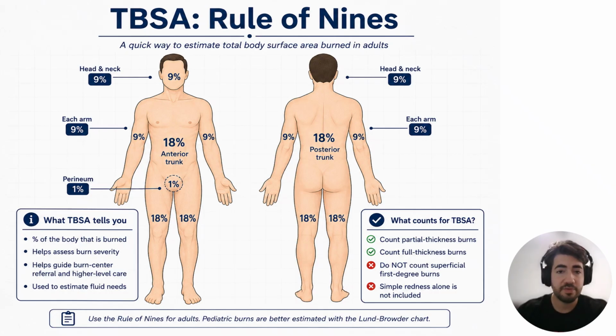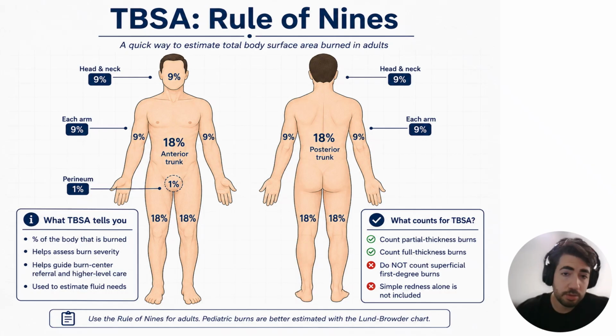For adults, the fastest way to estimate the TBSA is something called the rule of 9. It breaks the body into sections. Head and neck is 9%, each arm is 9%, the anterior trunk 18, posterior trunk 18, each leg 18, and the perineum 1%. When you add all of that together, that will give you 100% of the whole body surface area. Now, that will be giving you an estimate of how much body surface area is involved.